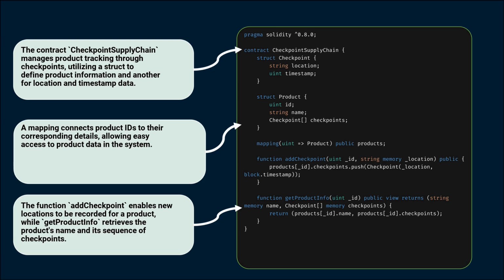The mapping products stores all products associated with their IDs, making it easy to access individual product details. Now let's see how we can implement the add checkpoint function. This function enables users to add a new checkpoint for a specific product by providing its ID and location. Whenever a new checkpoint is added, the current timestamp is recorded, ensuring a verified trail of the product's journey. Lastly, we have the getProductInfo function, which allows users to retrieve essential information about a product, including its checkpoints, fostering an environment of accountability and reliability in the supply chain.